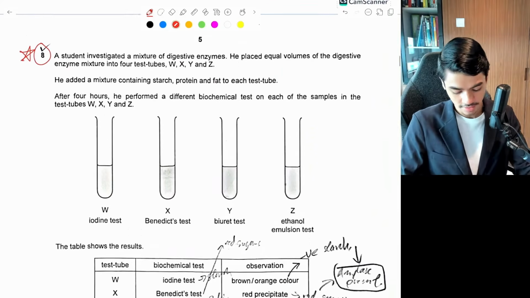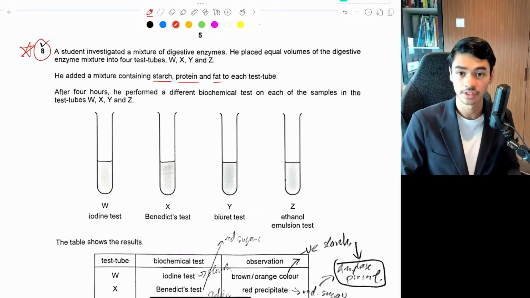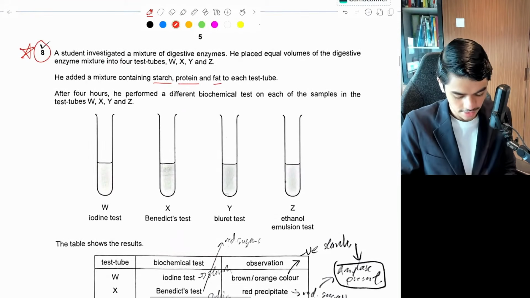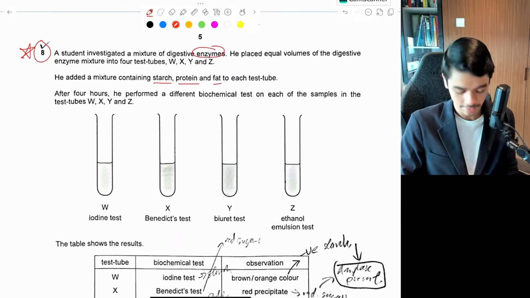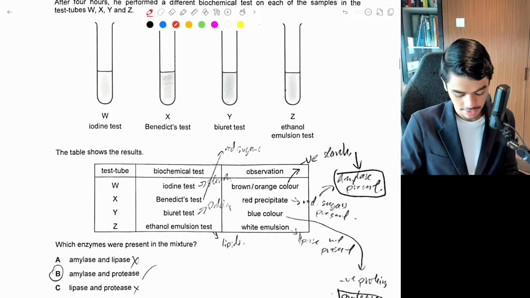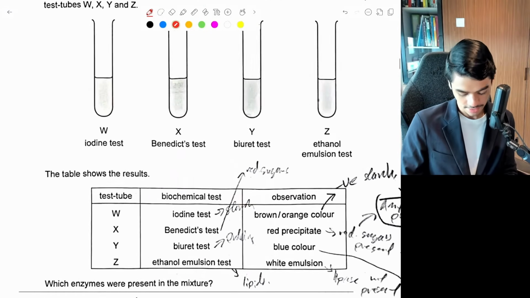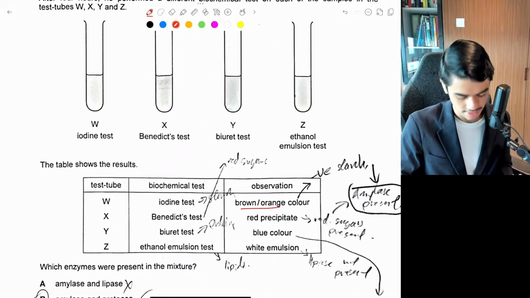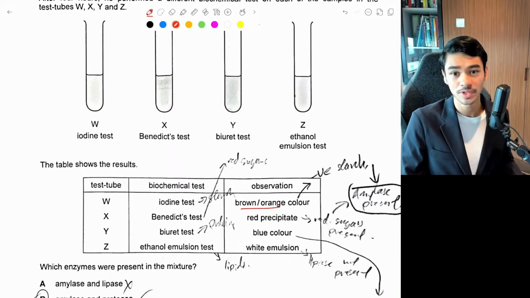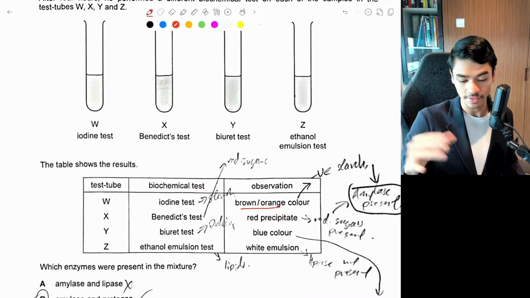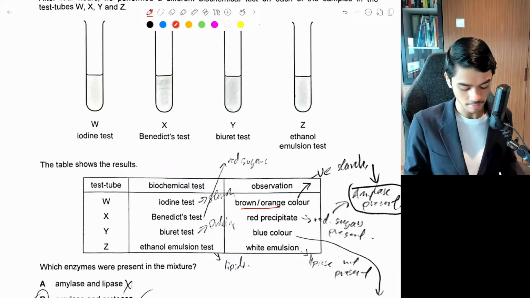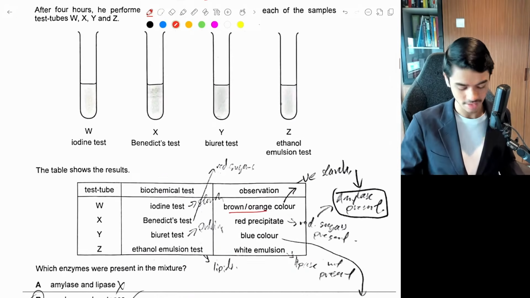Okay, question 8. There are biomolecules added into all the test tubes: starch, protein, and fats. And there are some mystery digestive enzymes that we don't know about, and we see the results here of each test. So the iodine test resulted in a brown/orange color. Now why is it brown/orange? We don't know why it is orange, right? We typically think of the negative result as yellowish brown. Maybe it's because of the other things inside here that mess with the color.